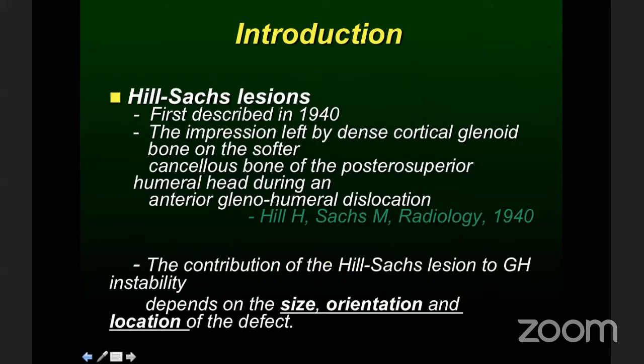However, the Hill-Sachs lesion was described way back in 1940, yet its contribution to instability was not known. The contribution of the Hill-Sachs lesion to glenohumeral instability depends completely on the size, orientation, and location of the defect. The impaction of the dense cortical glenoid bone onto the posterior superior part of the humeral head during anterior dislocation is a major cause of recurrent dislocation, and this was known for many, many years.